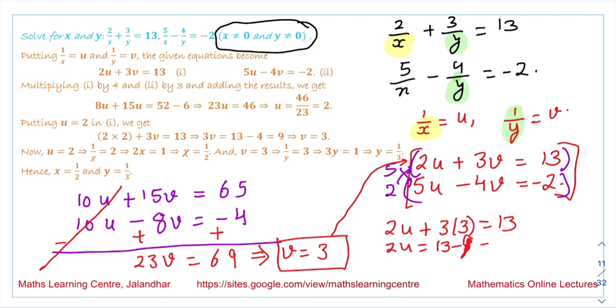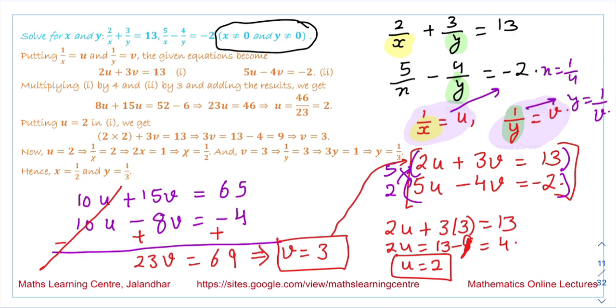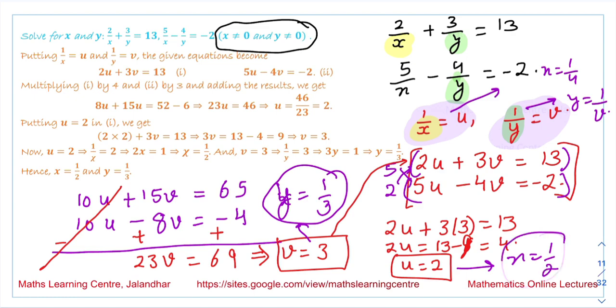So the value of 2u we have is 4. So the value of u we have is 2. Now what we have substituted over here, we have substituted u is equal to 1 by x and y is equal to 1 by v. We are saying the value of x that we have is 1 by u, and the value of y that we have is 1 by v. So the value of x that we have is 1 by 2, and the value of y is 1 by 3.